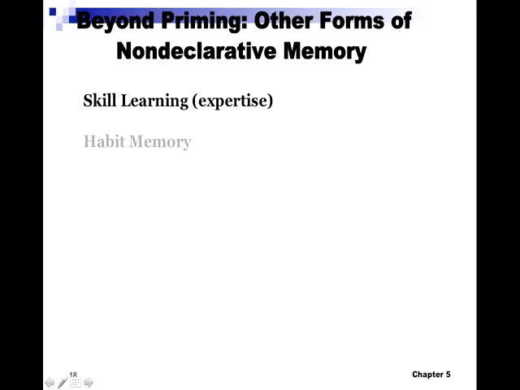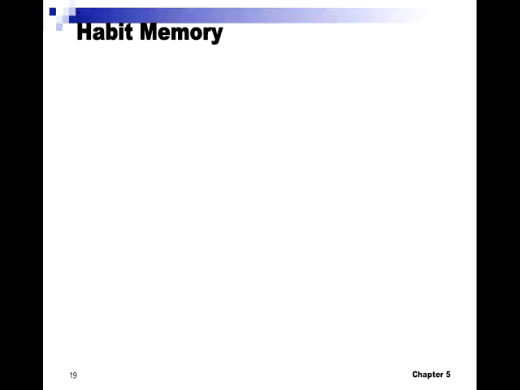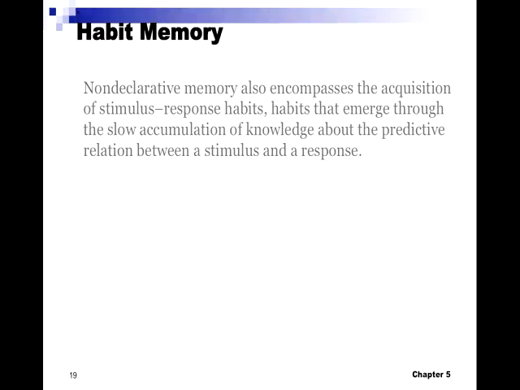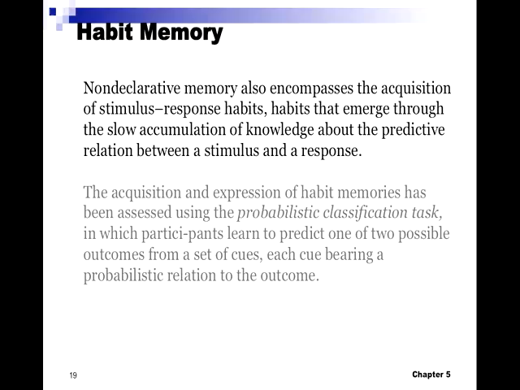So some other types of non-declarative memory: skill learning, which is really about expertise, so I'm going to do more of that in the expertise section; habit memory; and then operant and classical conditioning. Okay, so skill learning, we're going to move to expertise. Right now, we're going to talk about habit memory.